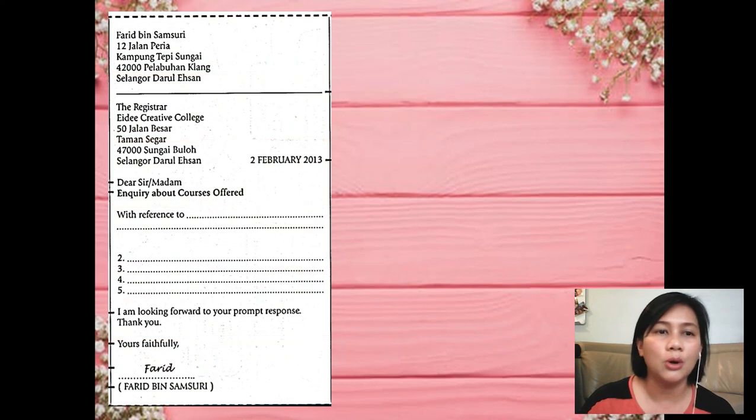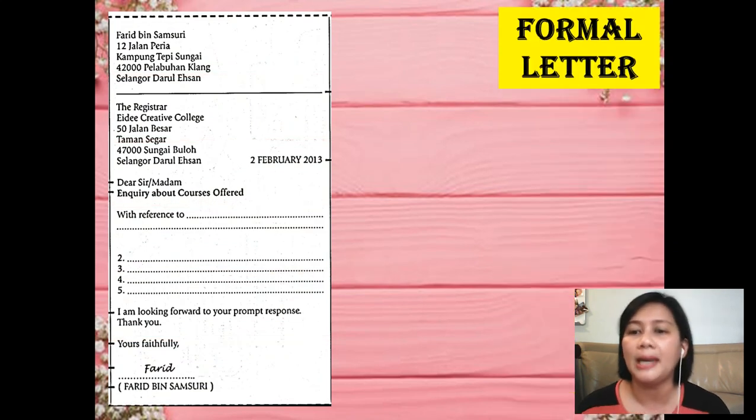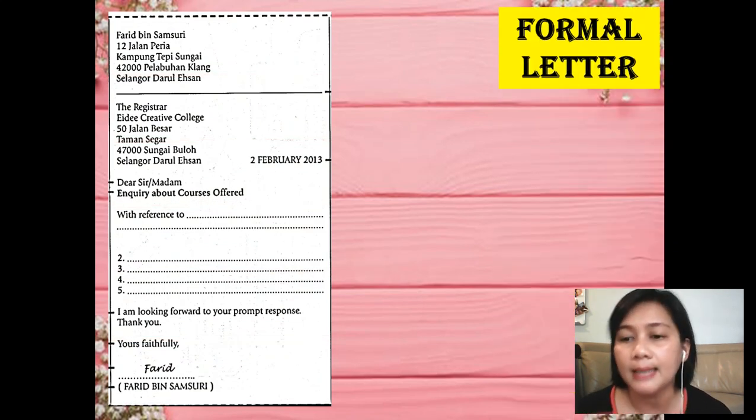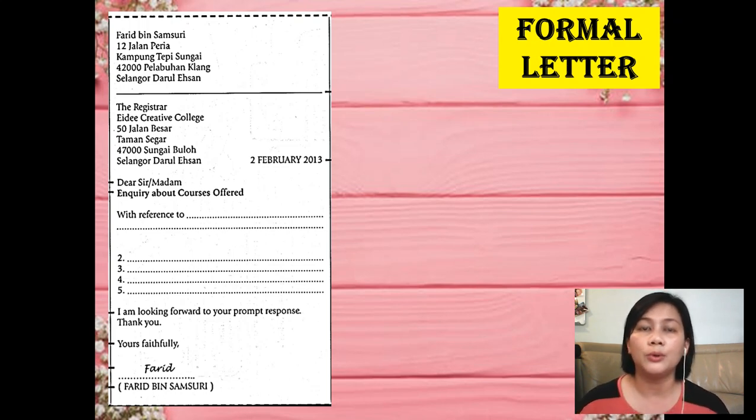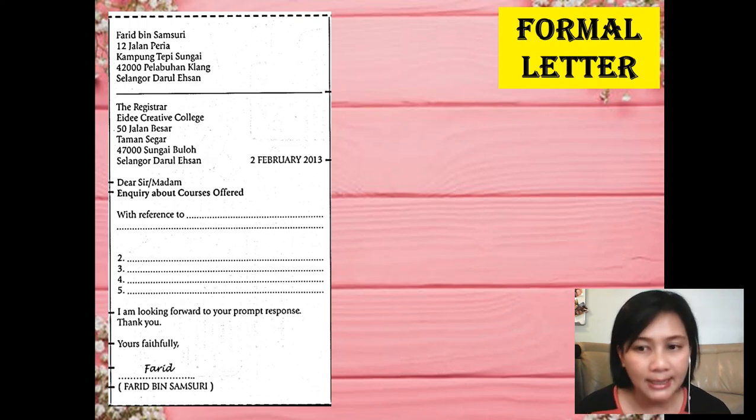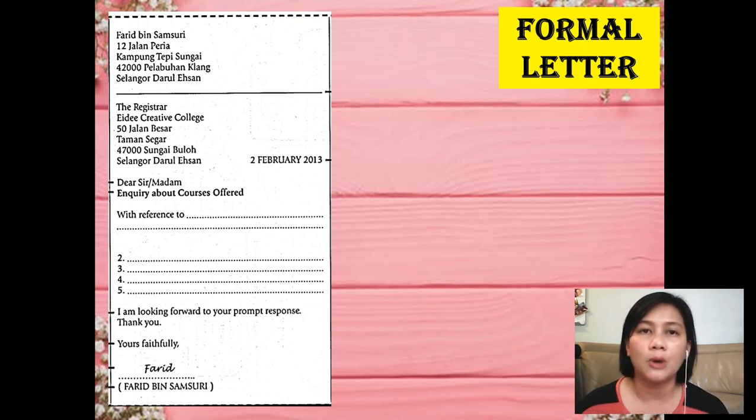And then we will go to the formal letter. Remember, I said that we write a formal letter when we want to complain about something. Let's say you want to complain about the rubbish in your housing area. Or you want to ask permission to visit somewhere, for example, asking permission to visit the museum.